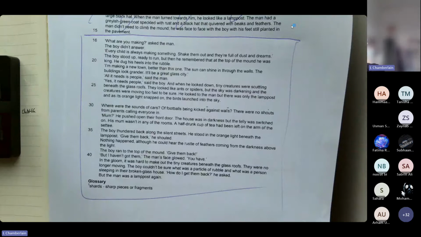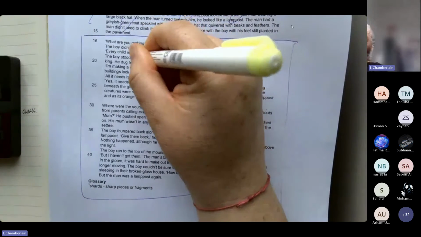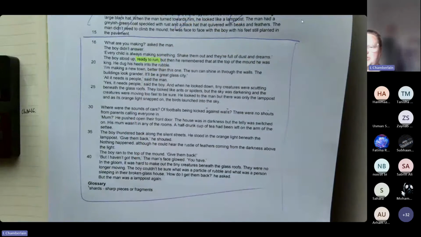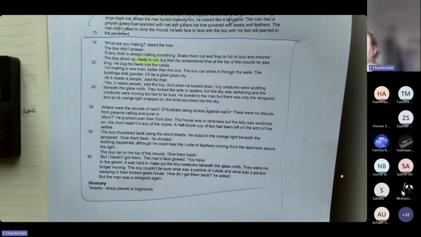"What are you making?" asked the man. The boy didn't answer. "Every child is always making something. Shake them out and they're full of dust and dreams." The boy stood up, ready to run. That bit there, ready to run, to me, that starts to suggest that there's something perhaps a little bit creepy or sinister. But then he remembered that at the top of the mount, he was king.